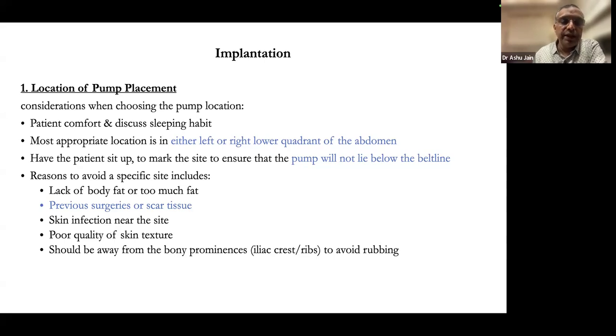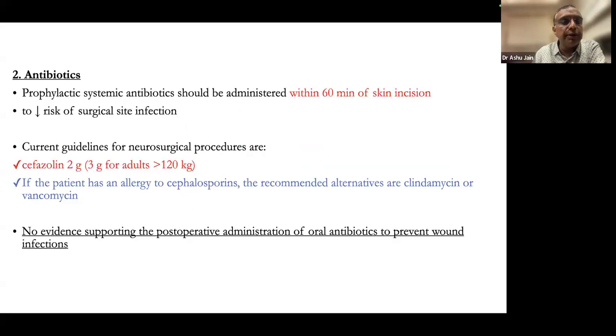The second important point is the pump should not go below the belt line. The pocket should be such that it is above the belt line, otherwise the patient can have problems. And you should see how much body fat there is, any surgery scar or infection, poor skin texture, and it should be away from bony prominences, that means iliac crest and ribs, so the device avoids rubbing. So that is the ideal quadrant where you will implant.